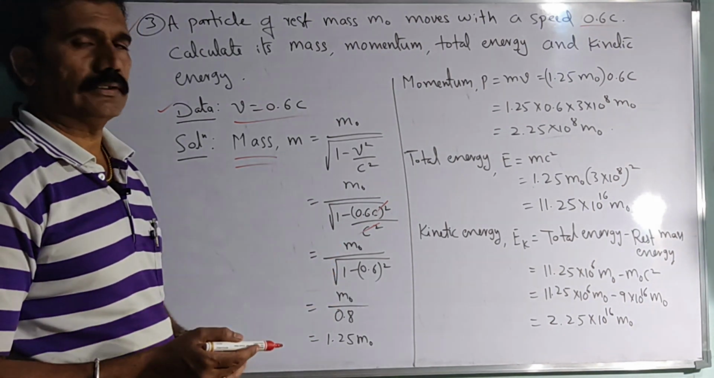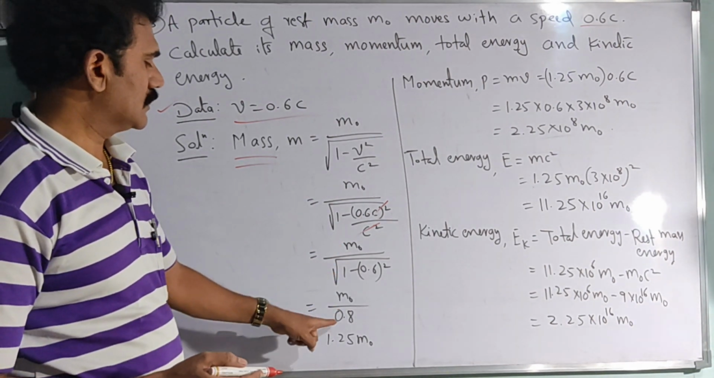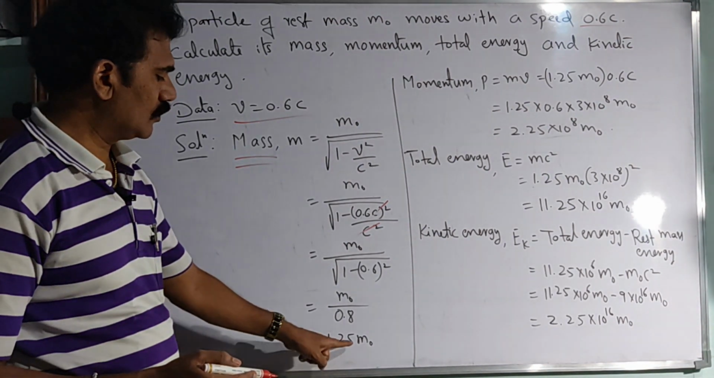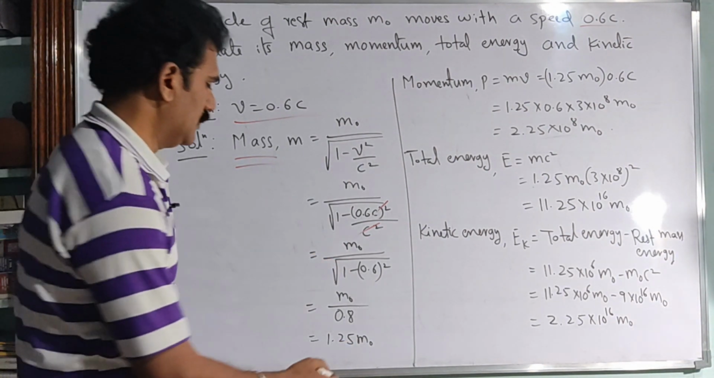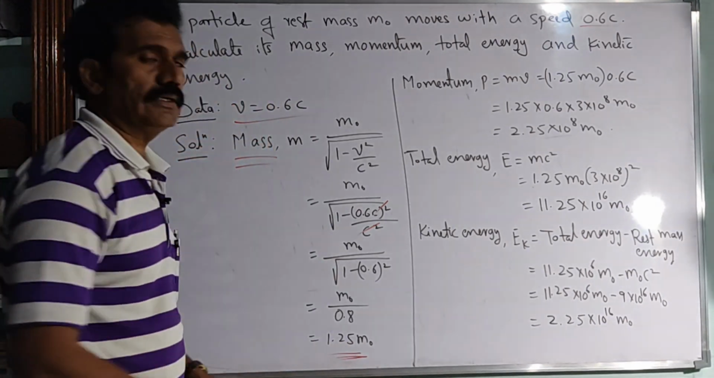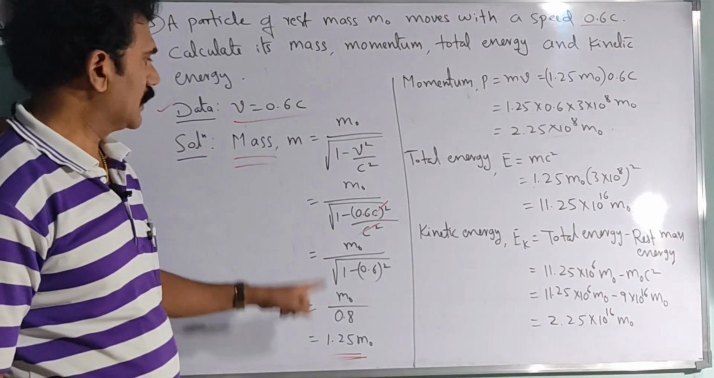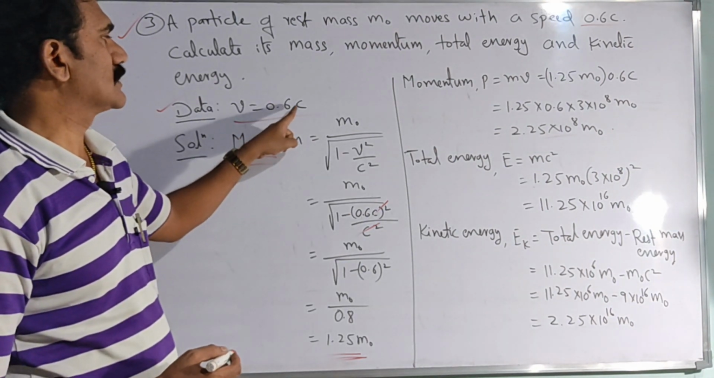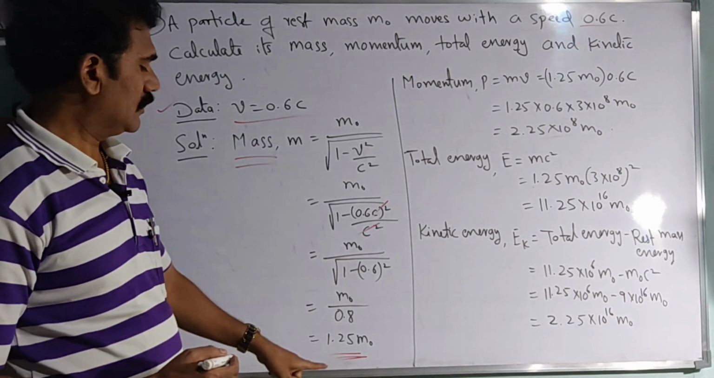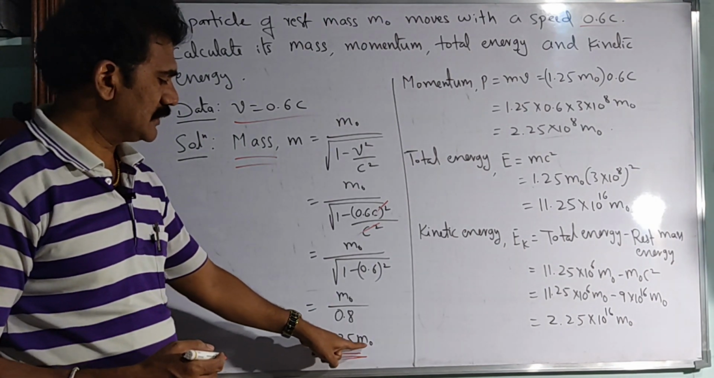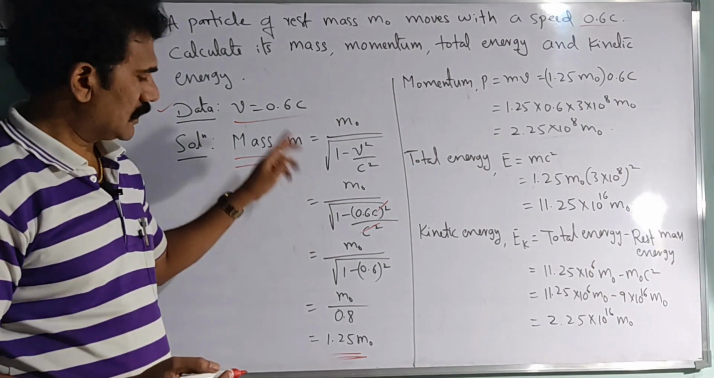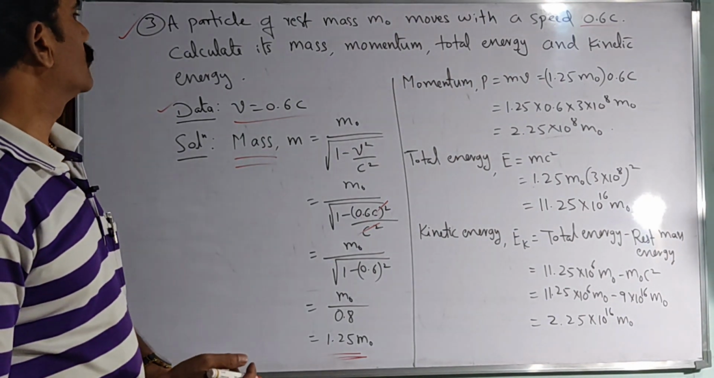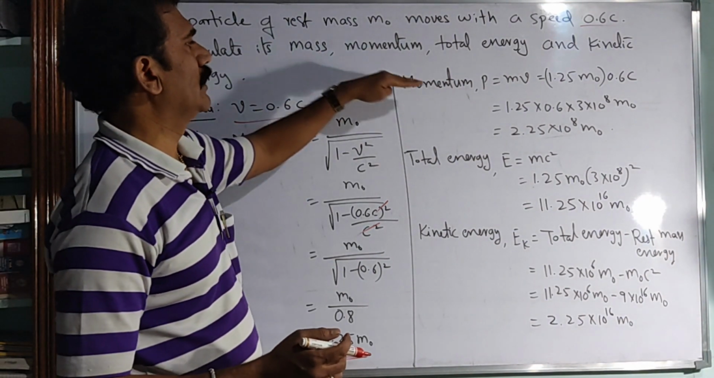So calculate it. You will get in the denominator 0.8, or the reciprocal of that is equal to 1.25 into m naught. But what is the rest mass of the particle? It is not given. So that is why I am just writing the relativistic mass of the particle when it is moving with the velocity 0.6 times of c, is found to be 1.25 times of its rest mass. So write down the value as it is in terms of rest mass itself. Then let us proceed to calculate the next parameter, that is momentum.